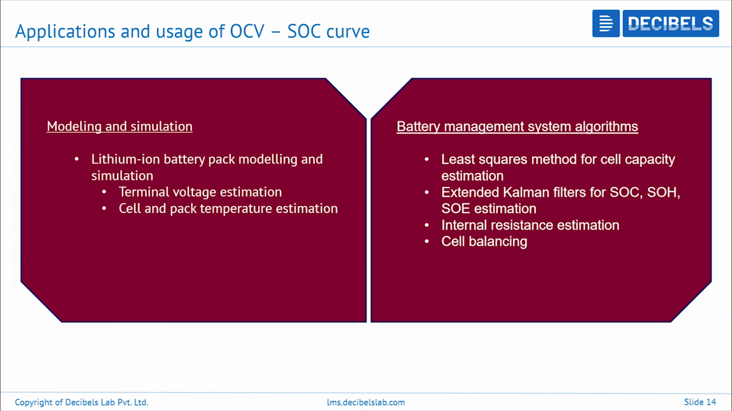Then we come to internal resistance estimation. Again, this plays an important role in age estimation, the remaining useful life, and things like that. And then finally, cell balancing. Cell balancing is done in two cases: either in rest, in the idle case, or in charge cases. Even there, the OCV is very important, and it has to be known very correctly.